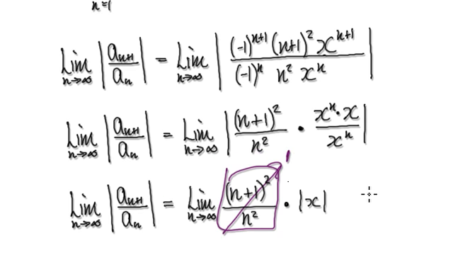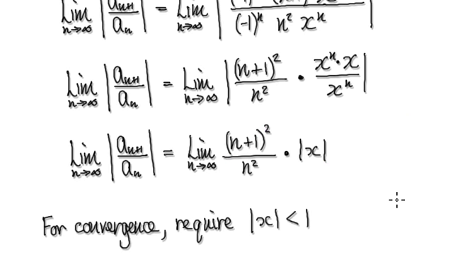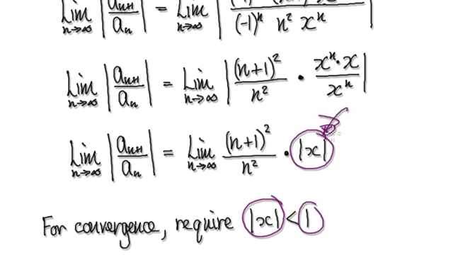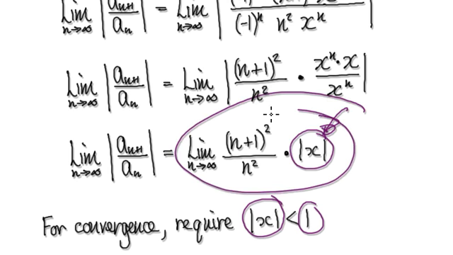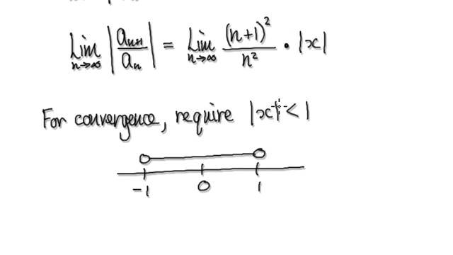For this whole thing to converge, we require it to be less than 1. Because this part is heading towards 1, just concentrate on making this less than 1. So for convergence, we require the absolute value of x to be less than 1. If the absolute value of x is less than 1, then the whole thing will be less than 1.